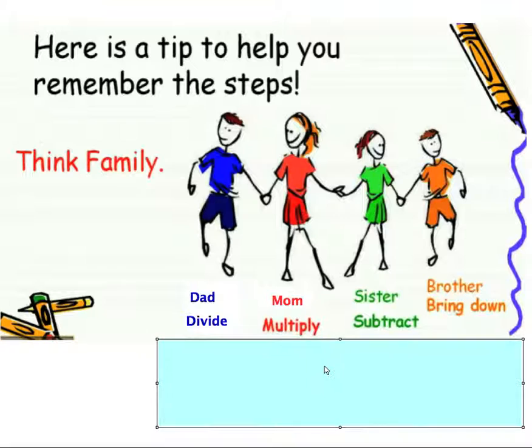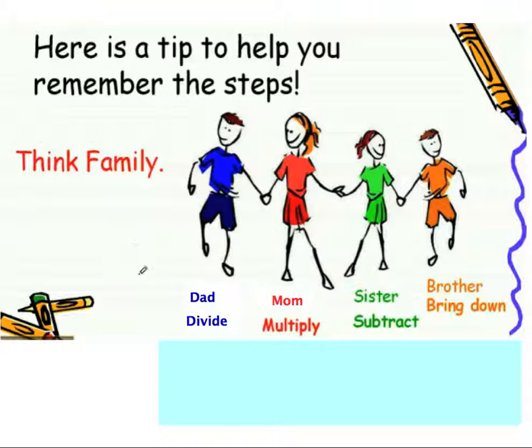Those words stand for divide, multiply, subtract, and bring down. You'll notice they all start with the same letter. Dad and divide, mom and multiply, sister, subtract, brother, bring down. So if you think about dad, mom, sister, brother when you are dividing, you can remember that, oh yeah, dad with the D is the same as divide. Mom with the M will help me remember to multiply. S for sister will help me to remember to subtract. B for brother is bring down, okay?